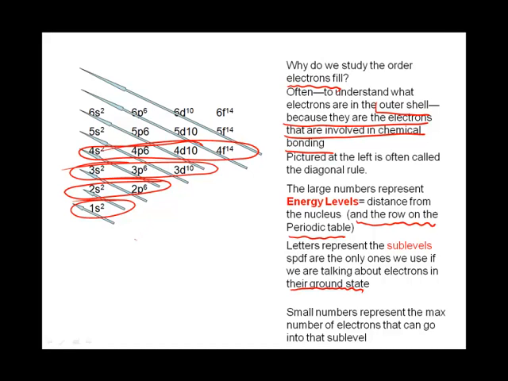And if you want to know exactly how many electrons can fit, the formula is 2n squared, where n is the principal quantum number. So for the fourth energy level, n is equal to 4. 2 times 4 squared is, 4 squared is 16, times 2 is 32. 32 electrons will fit into the fourth energy level.